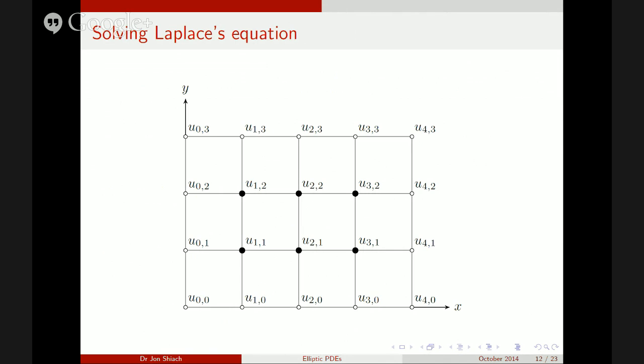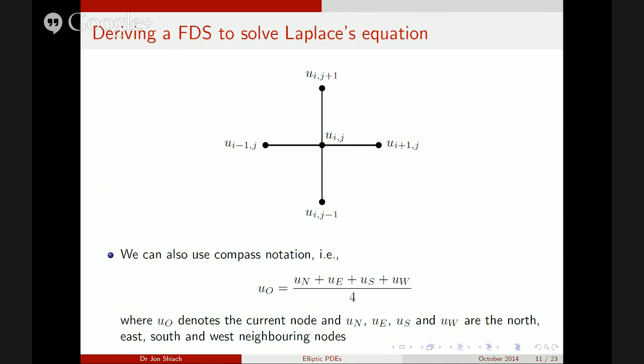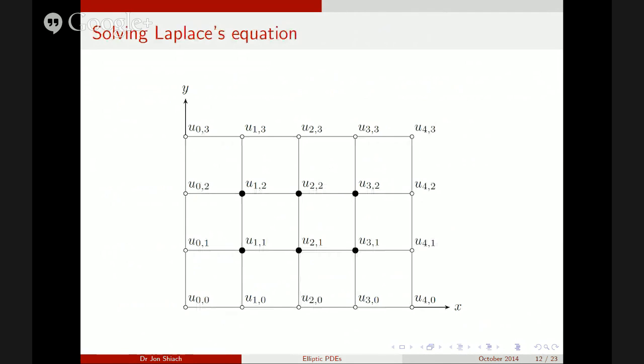Now I'm going to look at how we compute that node using that scheme, over quite a simplified grid. What I've got here is a 2D domain, and I've chosen 5 nodes in the x direction and 4 nodes in the y direction. Notice the numbering convention: we tend to start at 0, so this is node 0, 0.